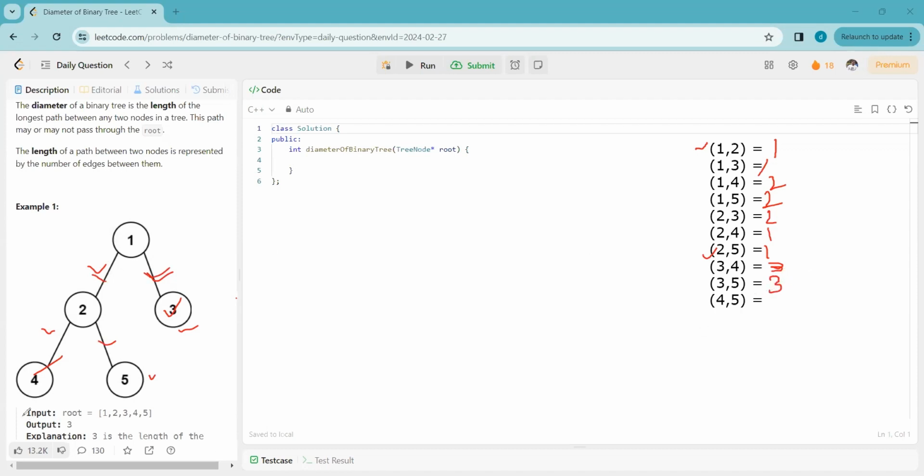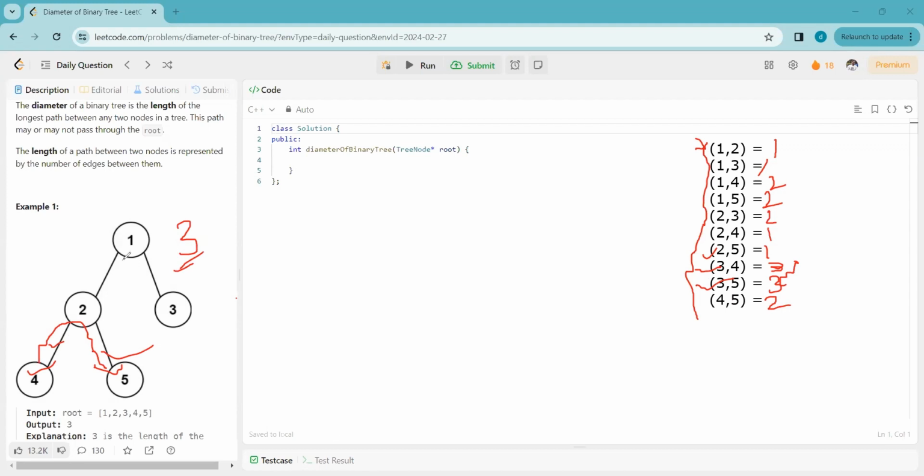And the length of the path between 4 and 5. The path is like this. 4 and 5 is also 2. Now, among all the pairs of nodes, we have to return the longest path. So the longest paths are 3 to 4 and 3 to 5, and the value is 3. So we have to return 3 in this case.